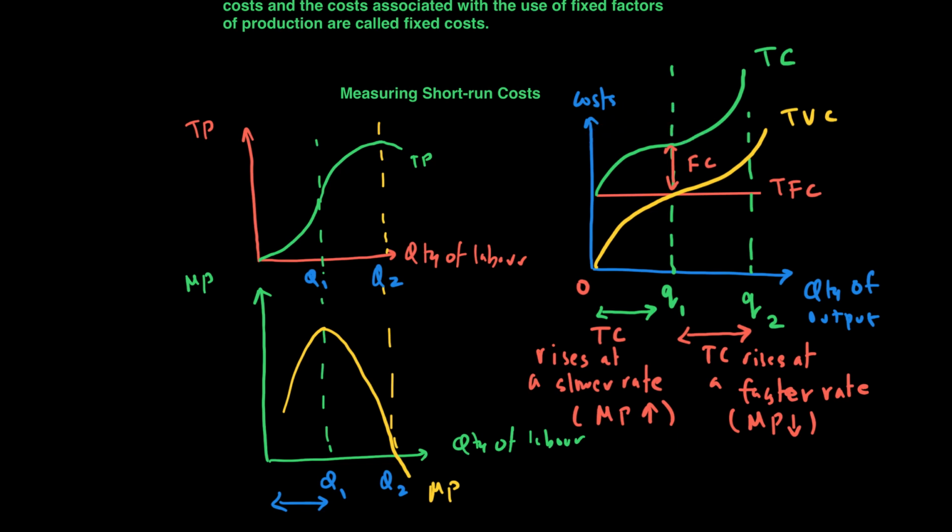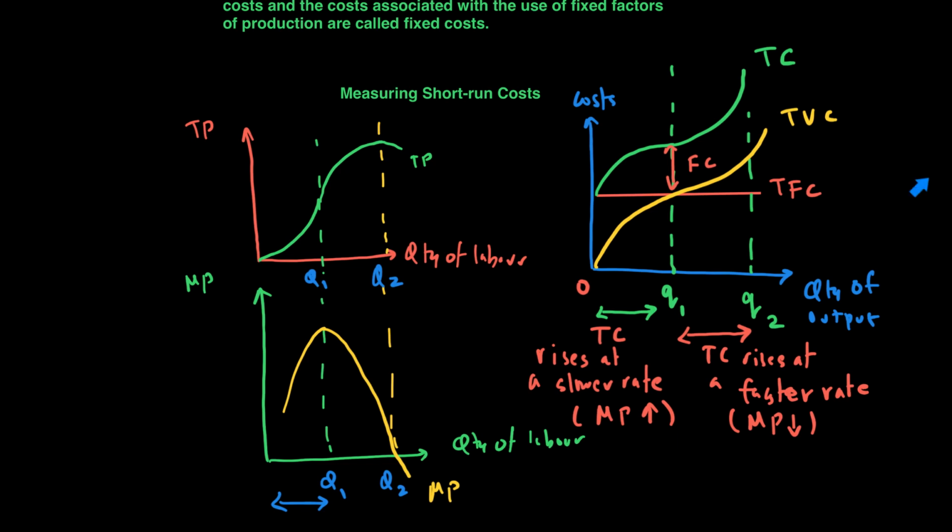Now to look at total cost, we said total cost is initially rising at a slower rate, and then total cost rises at a faster rate. So when we say rate, we're looking at slope. Remember this: rate in economics means that we're looking at the slope, and the slope of the total cost curve is basically called the marginal cost curve, where the formula for slope is change in y over change in x.